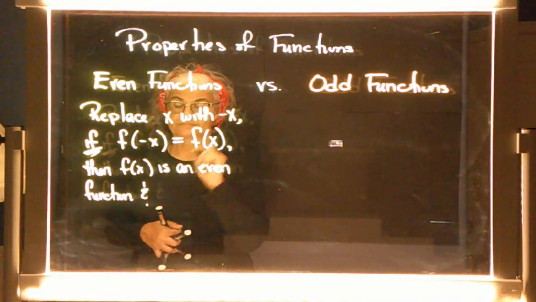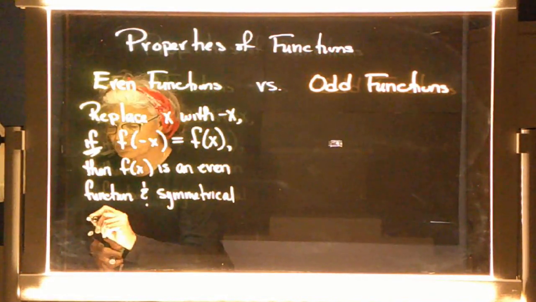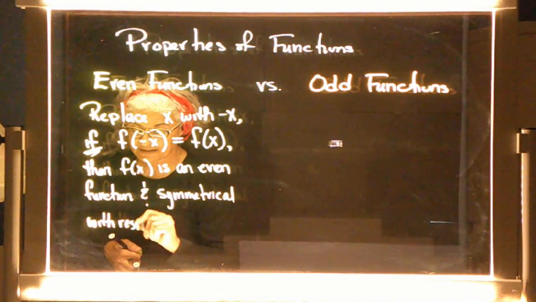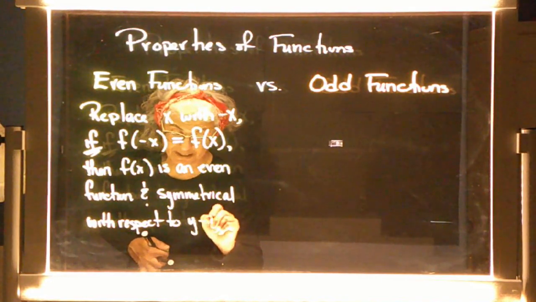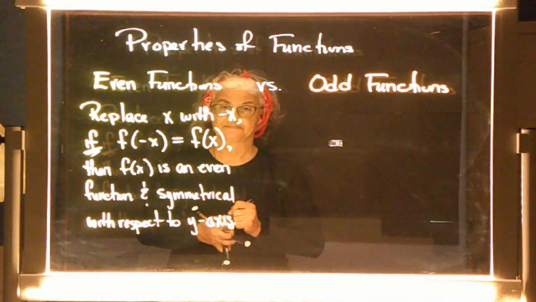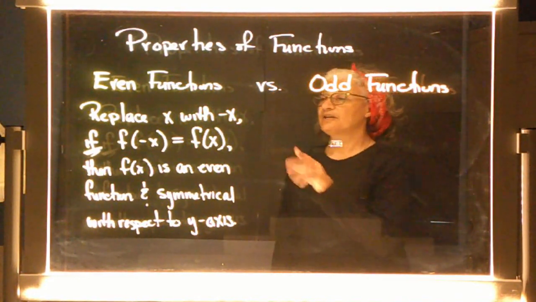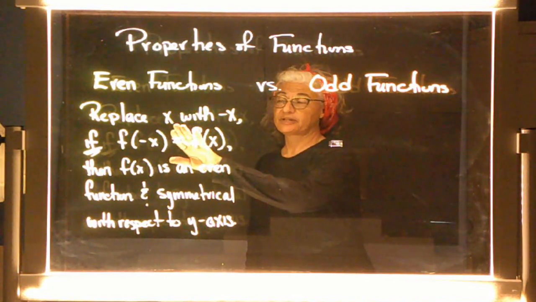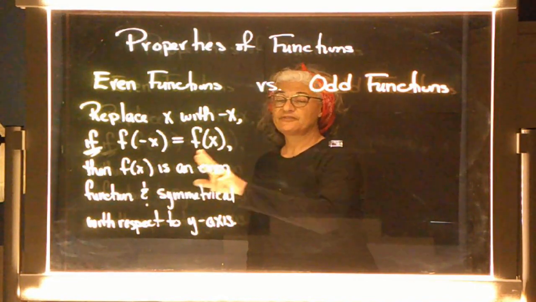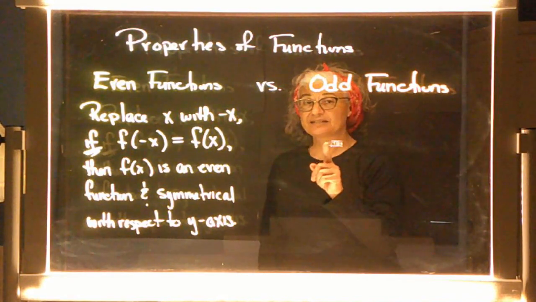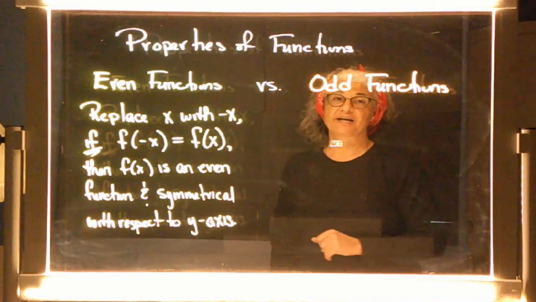and symmetrical with respect to the y-axis. So, algebraically speaking, if you plug in a negative x for wherever x was, and you end up with the exact same function as the original function, then f of x is considered an even function, and graphically speaking, it's going to have symmetry with respect to the y-axis.